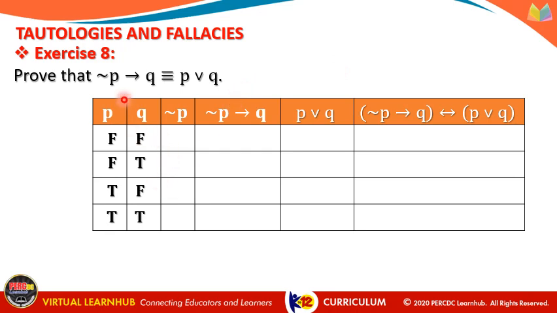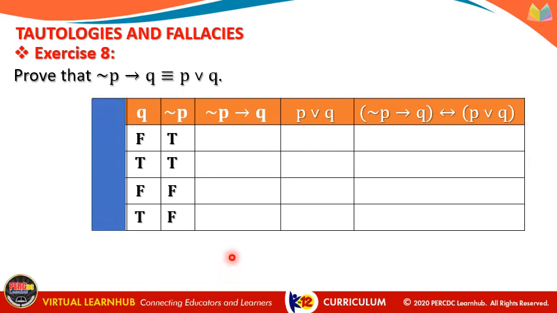Let's get the truth values first of the left-hand proposition. All right, let's first get the negation of P. False will give true. False will give true. True will give false. And lastly, true will give false.